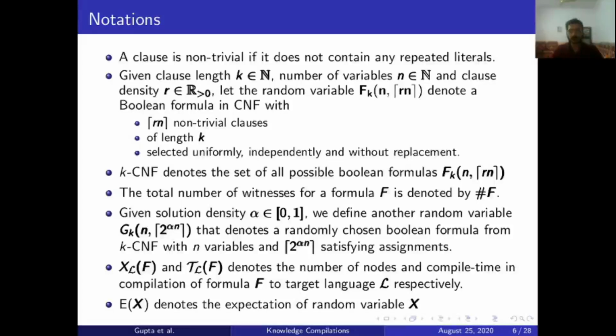Here we also have a newer random variable, and a new term called solution density alpha. We define the random variable G_k,n^(alpha n) as a randomly chosen Boolean formula from kCNF with n variables and ceil of 2 to the power alpha n satisfying assignments. Note here that kCNF was the set of all possible Boolean formulas of a particular length. We have X_L and T_L denoting the number of nodes and compile time for compiling formula F to target language L, and E[X] denotes the expectation of random variable X.